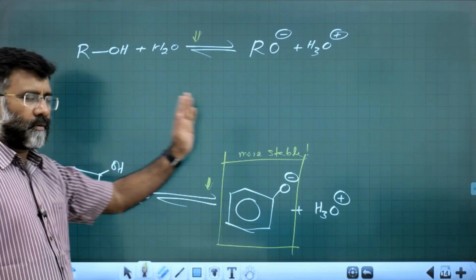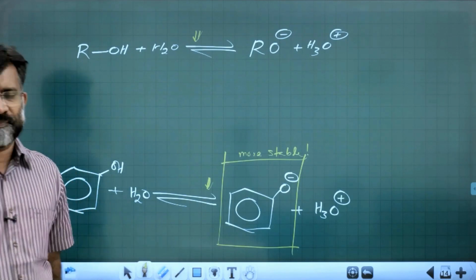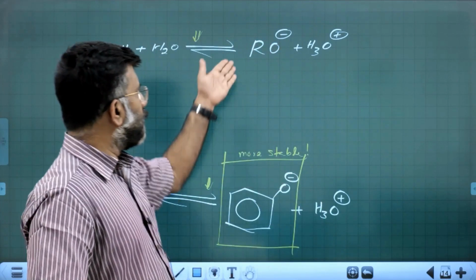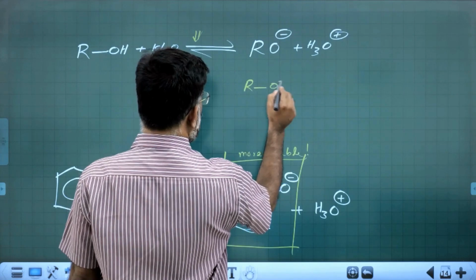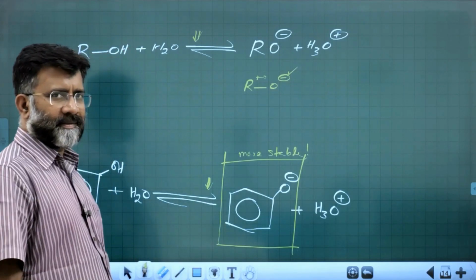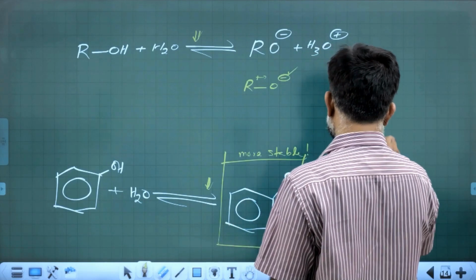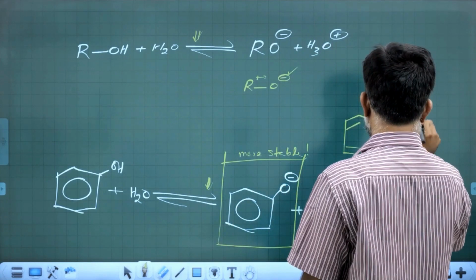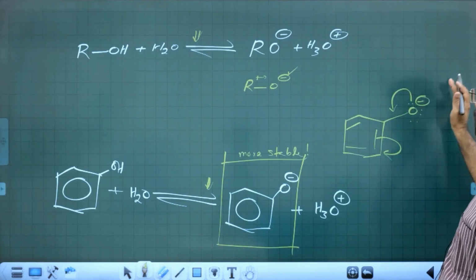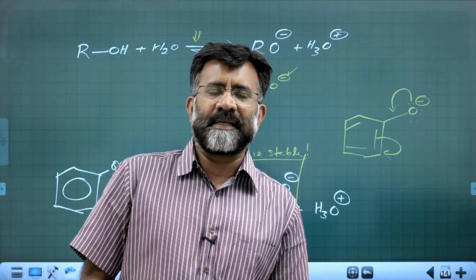Comparatively, here more reaction is happening towards the right hand side, because this is stabilized by resonance. Due to resonance, the phenoxide ion is stabilized, while here you don't have resonance. Here you have only the inductive effect. In RO minus, the plus I effect of R destabilizes O minus, while here the O minus character is stabilized by the resonance effect of the benzene ring. The benzene ring undergoes resonance like this. Due to the resonance, this electron density is withdrawn by the ring and thereby it stabilizes. That means phenoxide is stabilized by resonance.